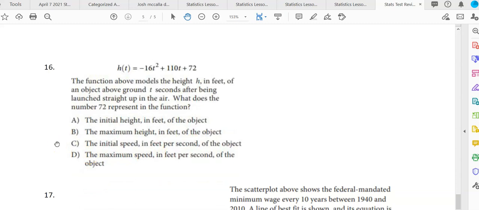What's the number 72 represent in the function? I'm thinking initial something right away, because that's the y-intercept. The y value seems to be the height here. The x value is the time, h of x. So the initial height of the object, in feet.